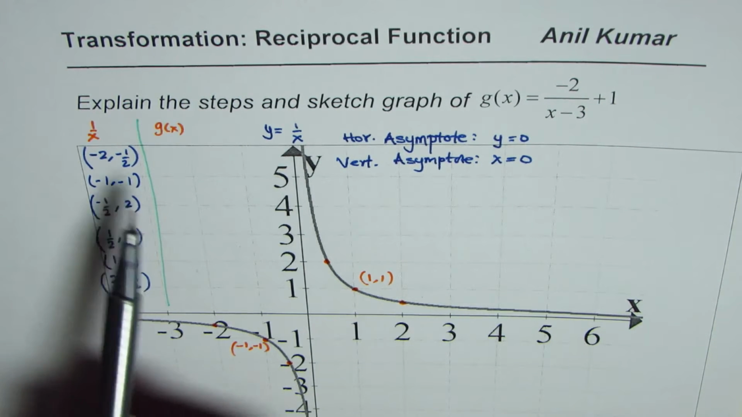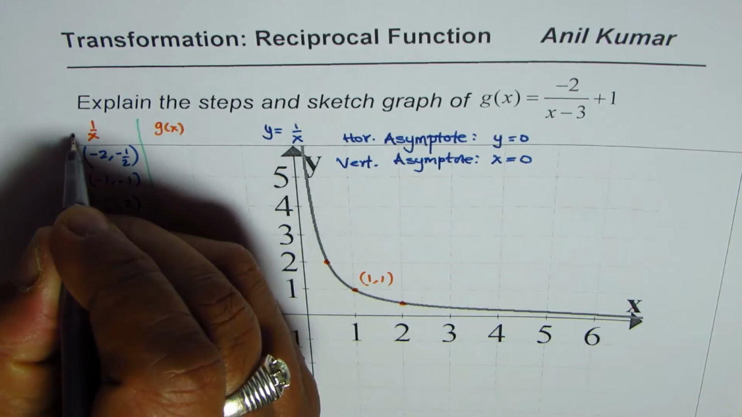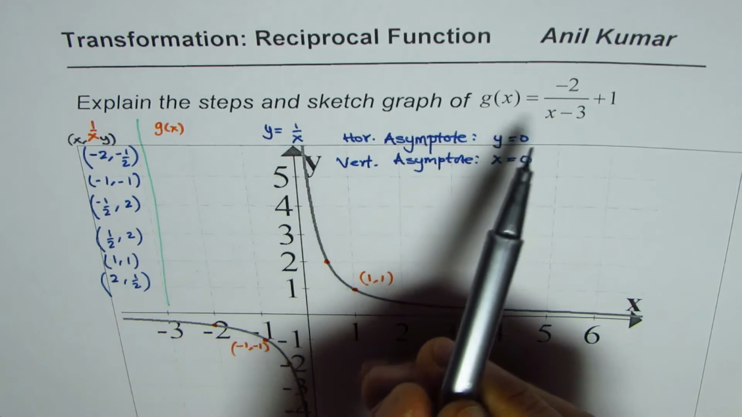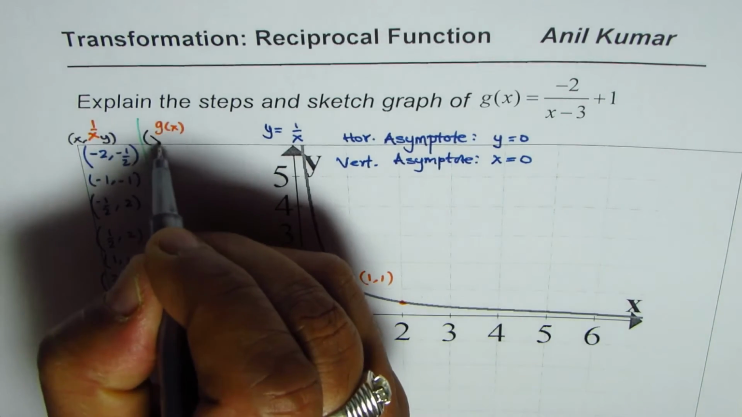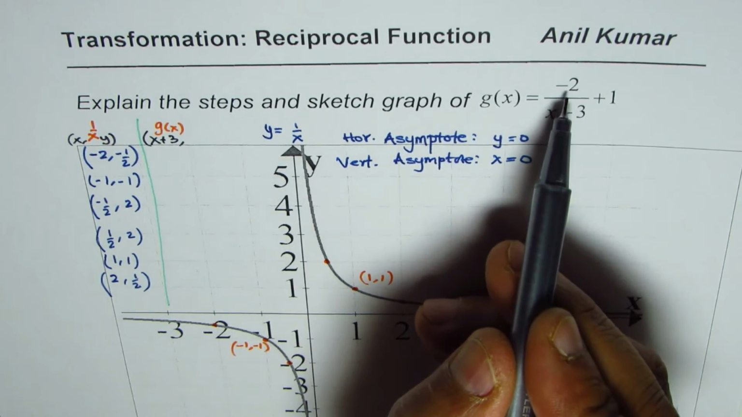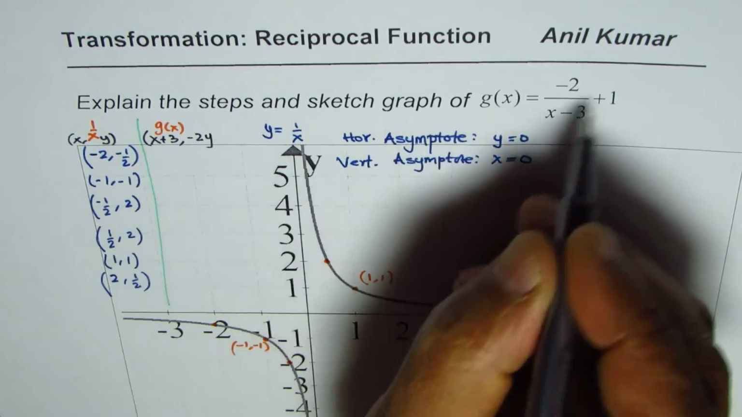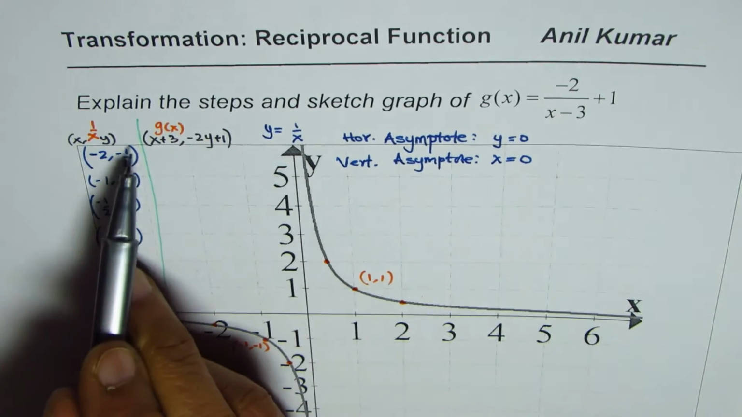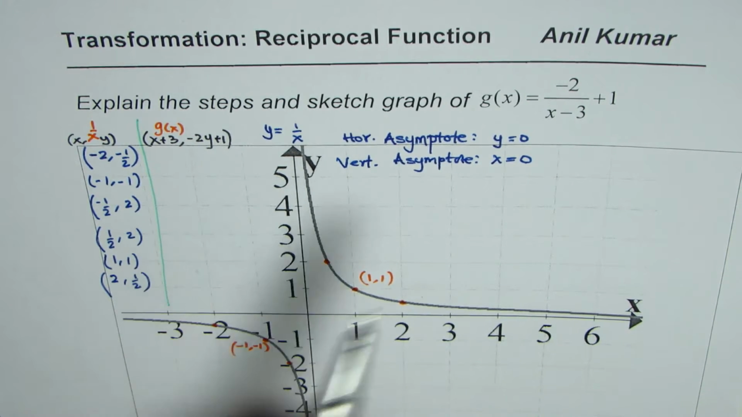The transformation here, from any general point x, y: the x values are going to add 3, and as far as the y values are concerned, they will be multiplied by minus 2 and then you add 1. When you perform this operation on these points, you get the image points on the function. Connecting these image points, you get the final graph, and that will be your solution. So that is one approach.